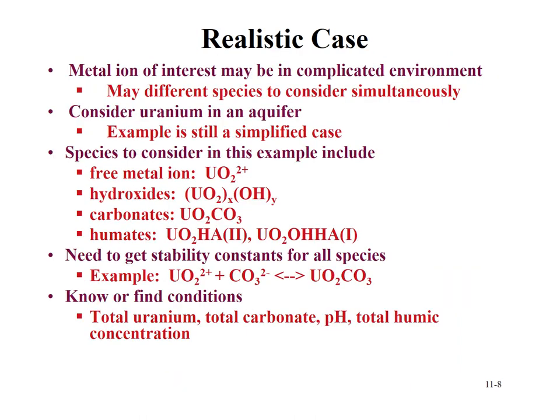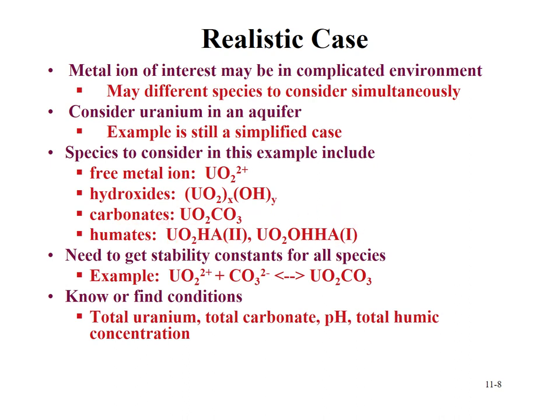Now let's try to evaluate a more realistic case. In this more realistic case, the metal ion of interest may be in a complicated environment. There may be many different species to consider simultaneously. So as an example, consider the speciation of uranium in an aquifer. Even in this case, we're going to make it pretty simple on ourselves and limit the species that we're going to calculate for. The uranium species are either going to be the free uranium, some form of uranium hydroxide, some form of uranium carbonate, and then some form of uranium bound with natural organic matter. We'll call those uranium humates.